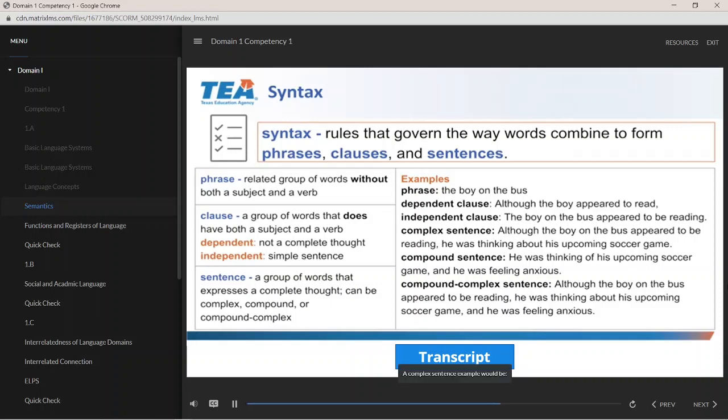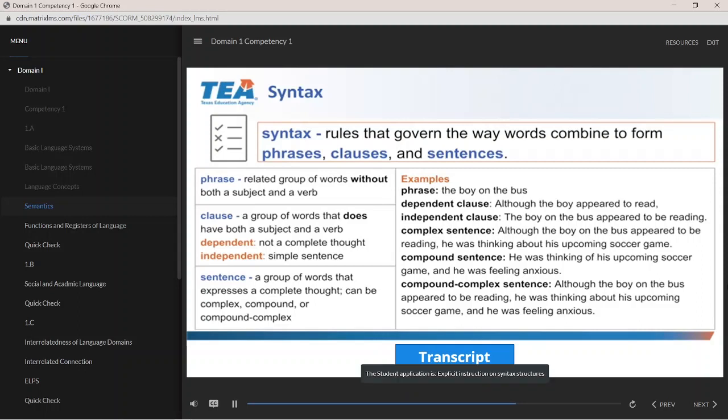A complex sentence example would be, "although the boy on the bus appeared to be reading, he was thinking about his upcoming soccer game." A compound sentence example is, "he was thinking of his upcoming soccer game and he was feeling anxious." A compound complex sentence example is, "although the boy on the bus appeared to be reading, he was thinking about his upcoming soccer game and he was feeling anxious."